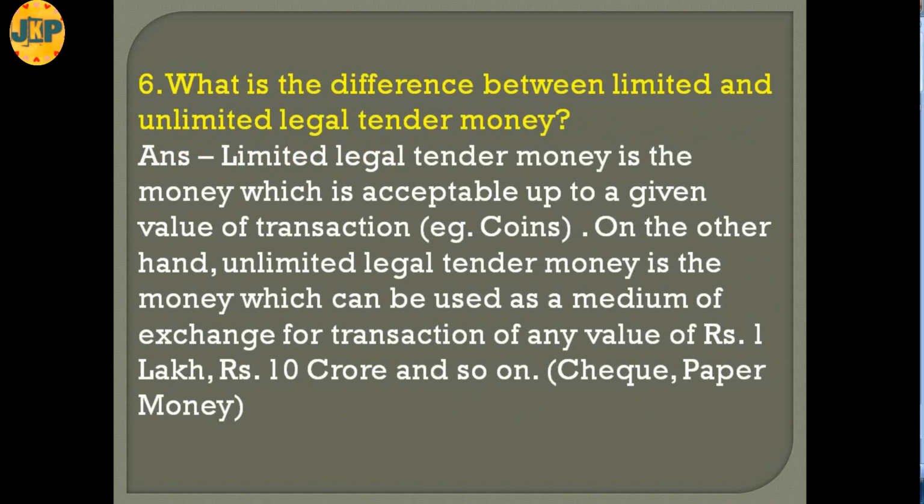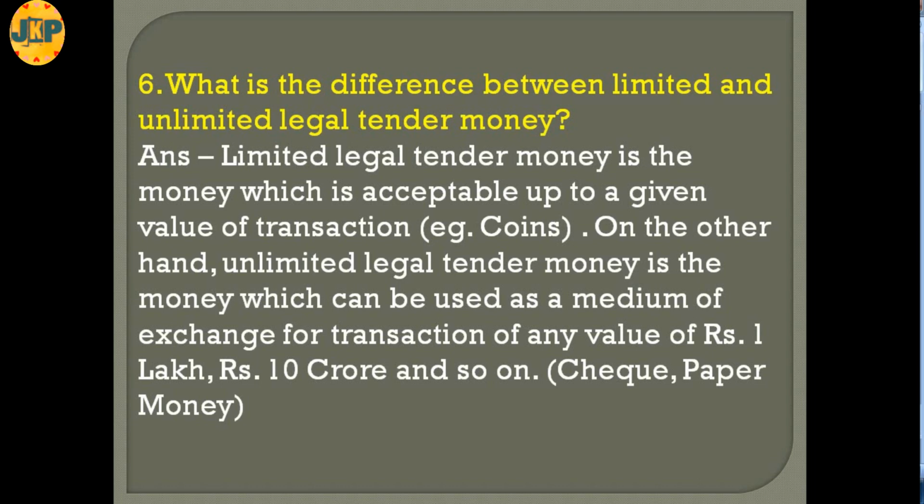What is the difference between limited and unlimited legal tender money? Limited legal tender money is the money which is acceptable up to a given value of transaction. Example, coins. So limited legal tender money is that money which can be used to make transactions of a small amount. For example, coins. With the help of coins we cannot make some big transaction because it will be burdensome.